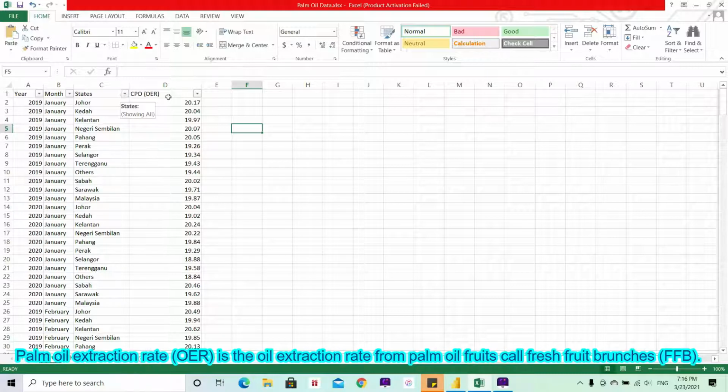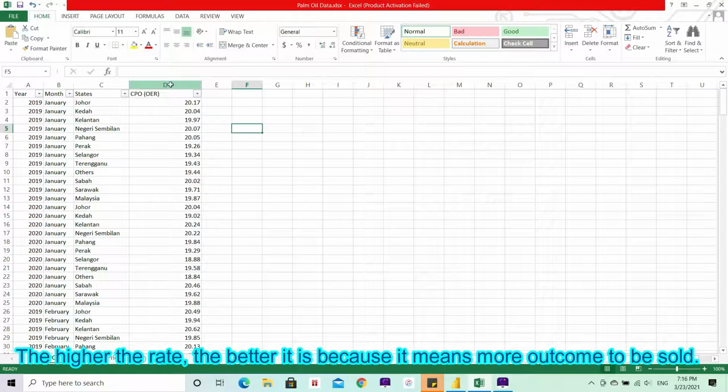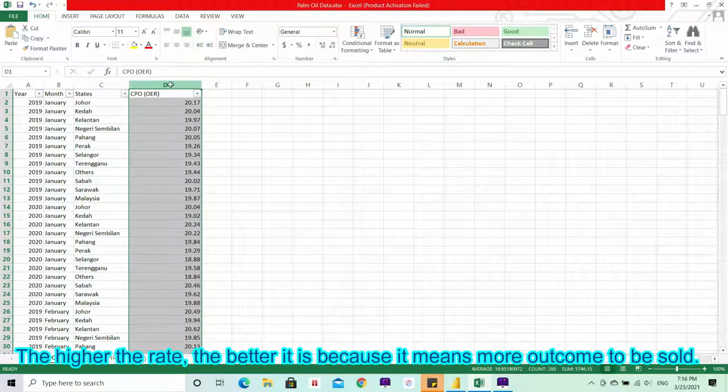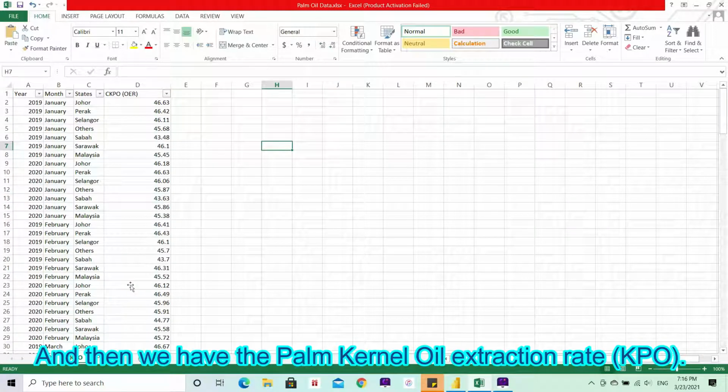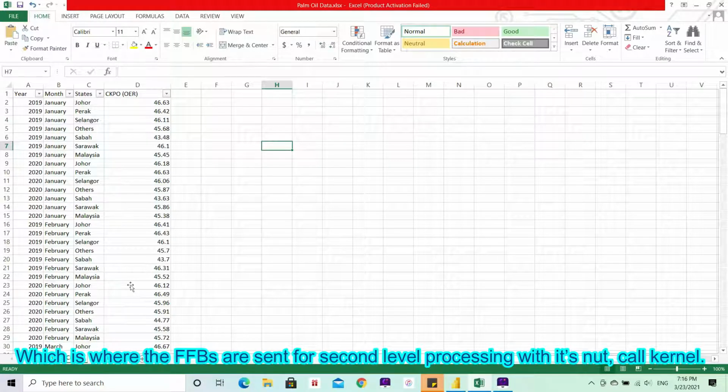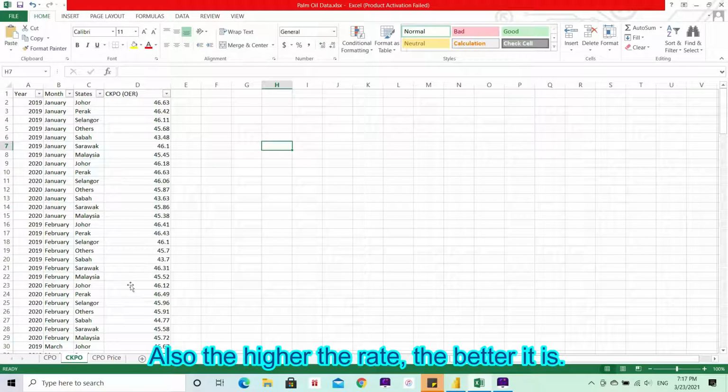Palm oil extraction rate is actually the oil extraction rate from palm oil fruits called fresh fruit branches, FFB. So the higher the rate, the better it is, because it means more outcome to be sold. And then we have the palm kernel oil extraction rate, which is where the FFB are sent for second level processing with its nut called kernel. Also, the higher the rate, the better it is.